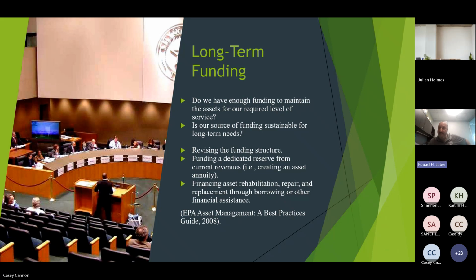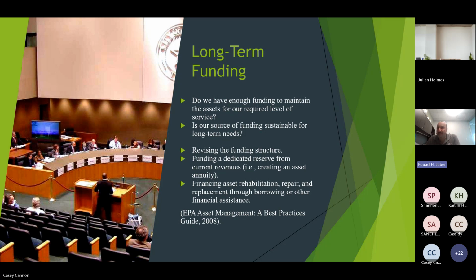That's the long-term funding, and again, we did address this. There are good resources that she showed you. There's another resource here, the EPA Asset Management Best Practices Guide, that was in 2008. It's mainly for gray asset management, but these sections do apply to everything.